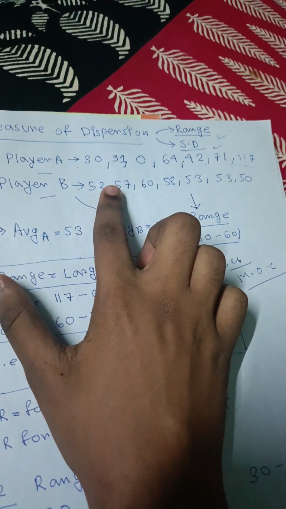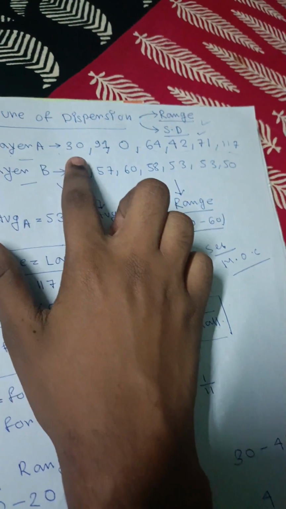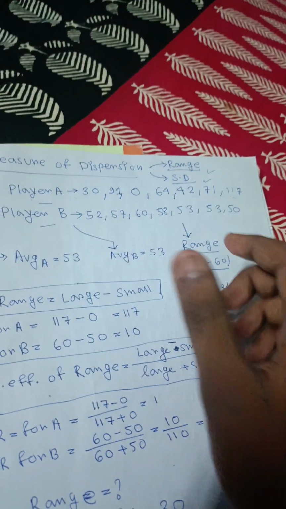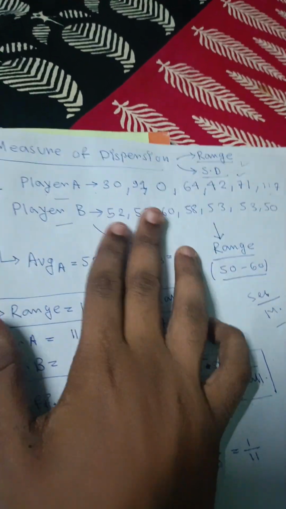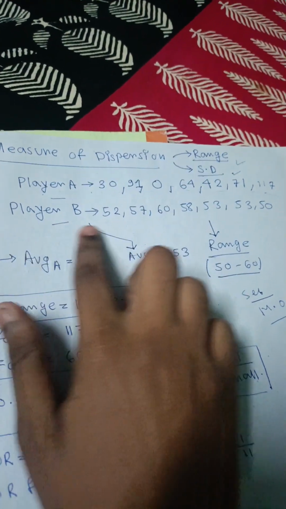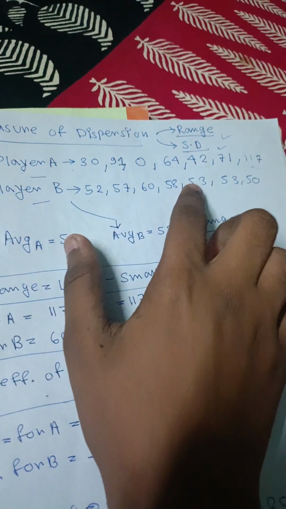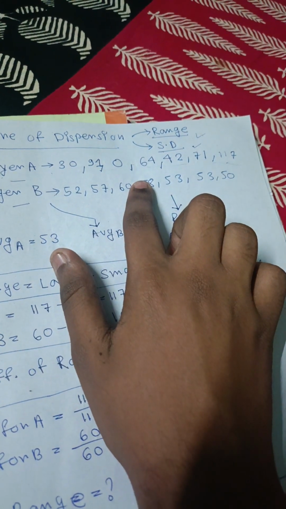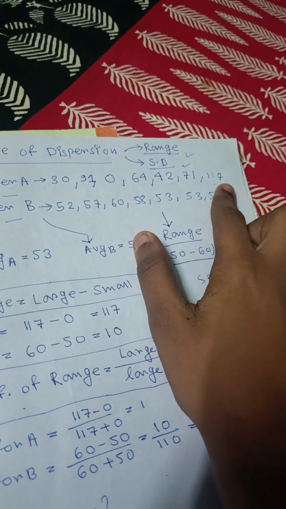Like here we can see player B scored 52, 57, 60. For player A we can see first is 30, then 91, then 0, 62, 64. So for player A, he has not scored consistently. Consistency is missing in this data, but for player B it is consistent. If we take player B in the game, he can score anywhere between 50 to 60, because it is a range. You can see 50 is the lower limit, 60 is the higher limit. But for player A, it is 177 to 0.